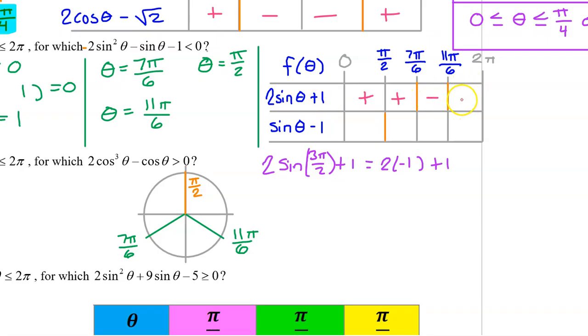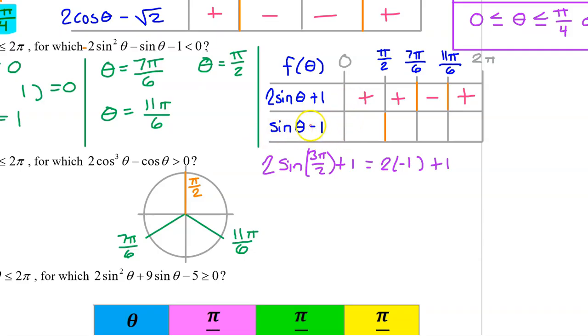For the final interval, I can use 2 pi as the test value, but 2 pi works exactly the same way as 0. The sine of 2 pi is 0, just like the sine of 0 is 0. So, just like we got a positive in this first interval, we're going to get a positive in this interval as well. Now we turn our attention to sine theta minus 1. Again, we can use a value of 0 as a test value because it is not one of the critical values of this factor.